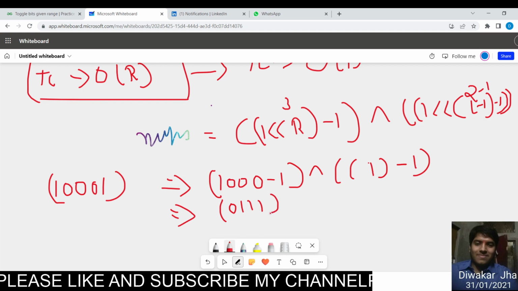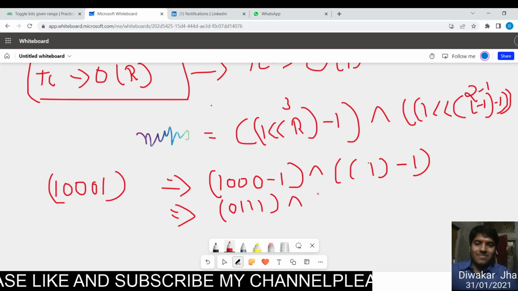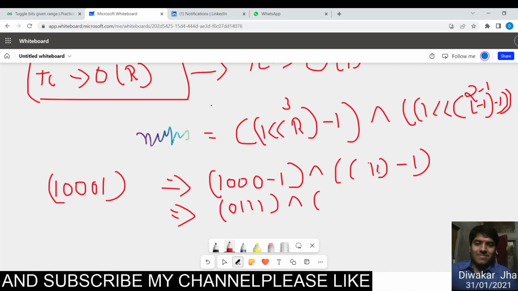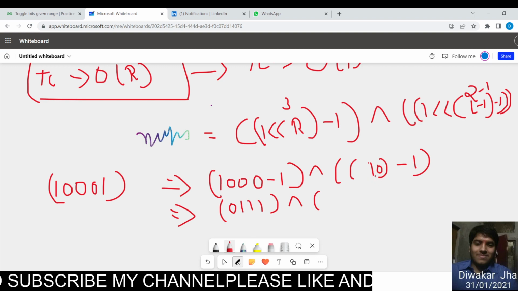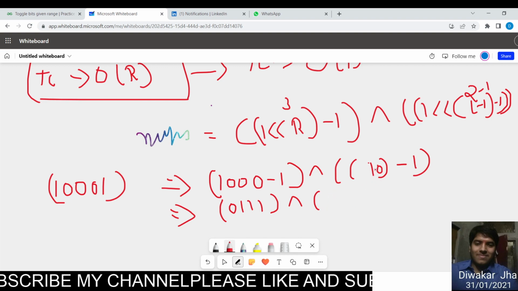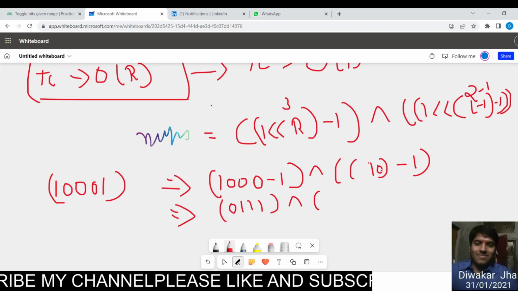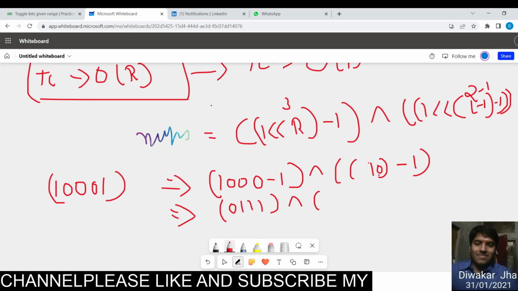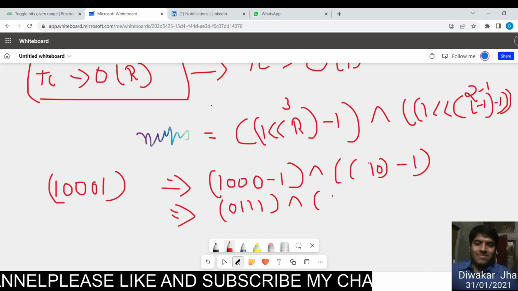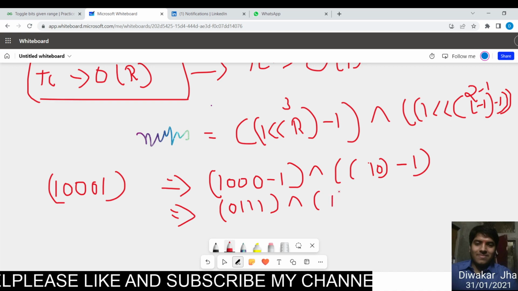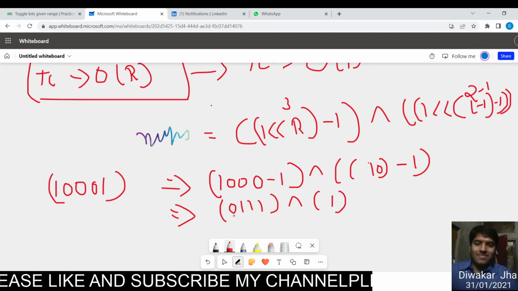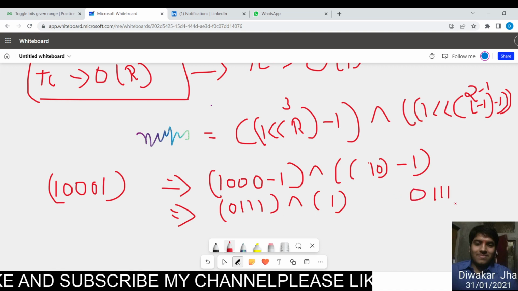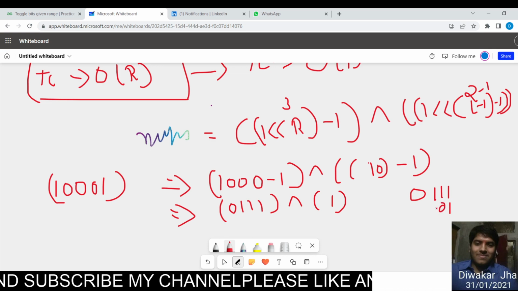Okay, and the XOR operation of 1 and 0. After that, 2 minus 1 is 1, so the bit representation of this is 1. After that, XOR operation with this value.